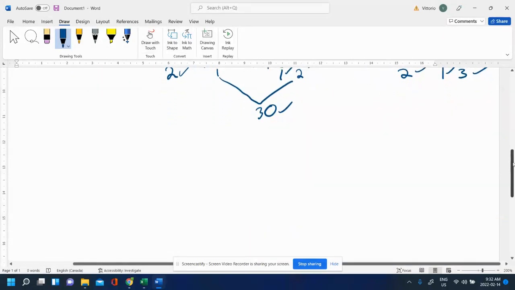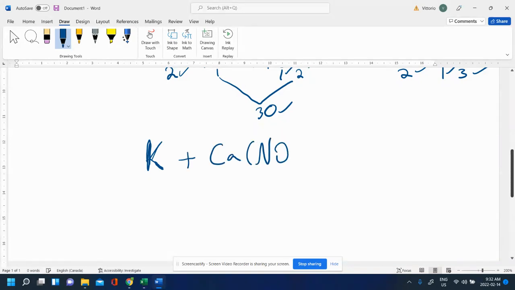Let's try an example with a single displacement, and we'll try balancing it. Let's do K plus CaNO3 produces Ca plus KNO3. And so sometimes these ones here can look a bit scary because you have these polyatomic ions in there, but I'm going to teach you a trick for this.